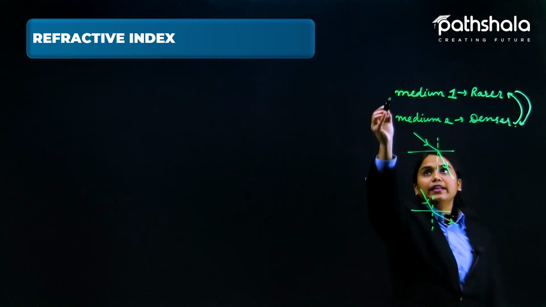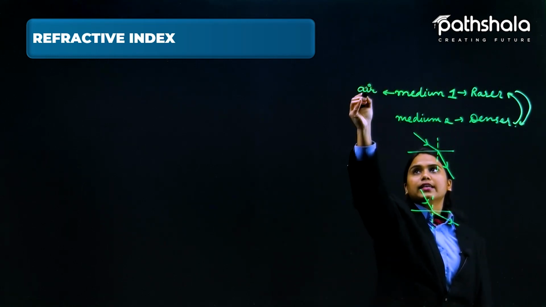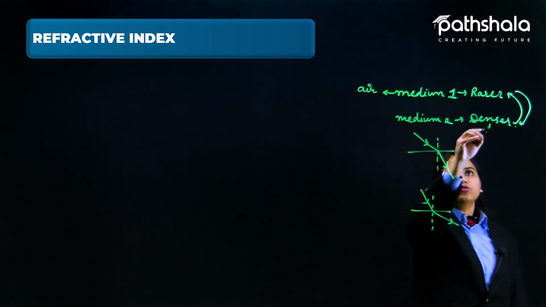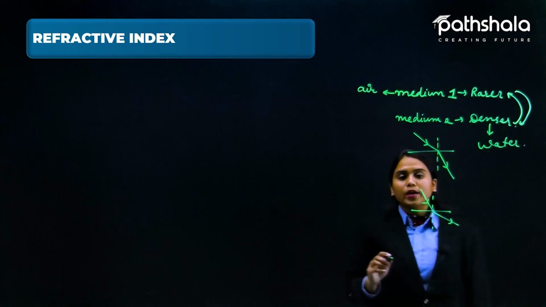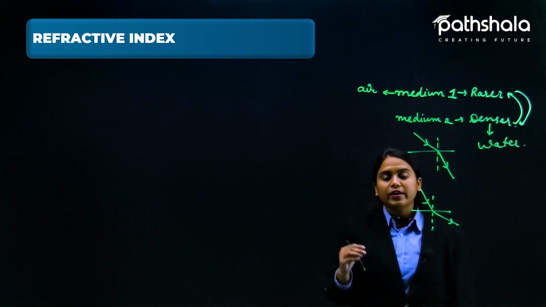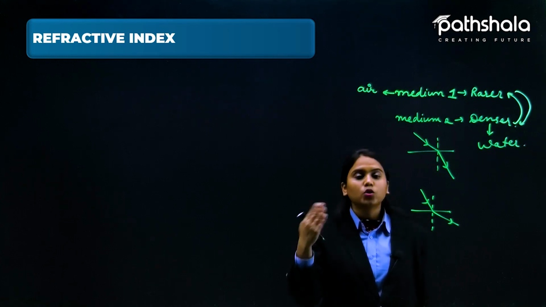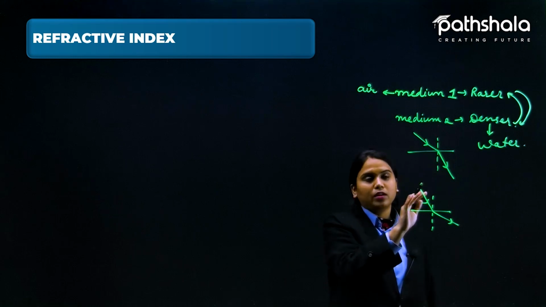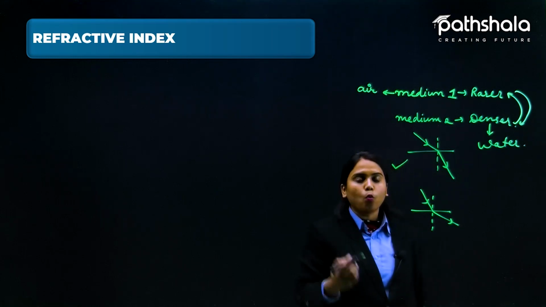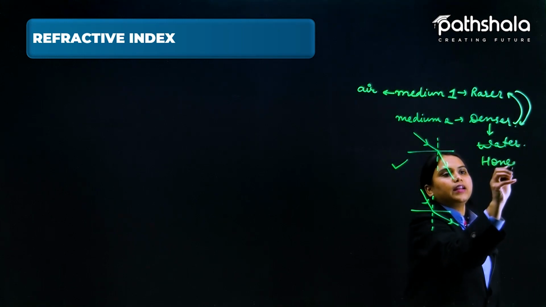If in the first case medium 1 is a rarer medium, let us take it as air, and medium 2, the denser one, let me take it as water. So here you know that if the light ray is going from medium 1 to medium 2, that is rarer to the denser, it is going to bend itself towards the normal. So that is true. But what if I change this one to honey?